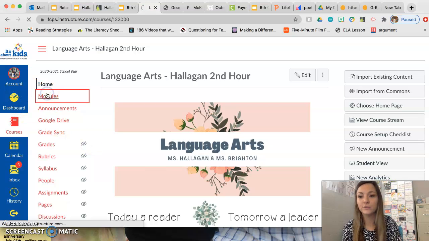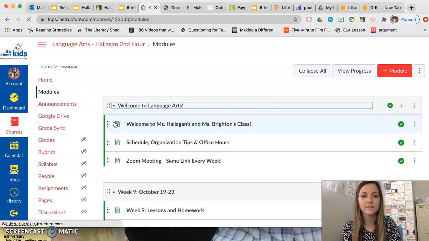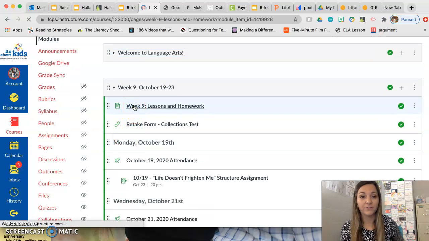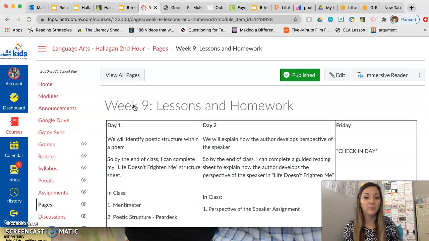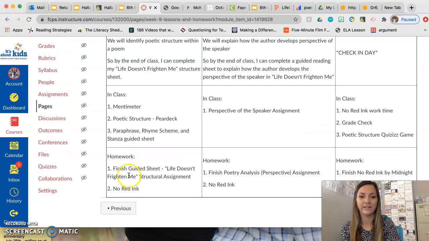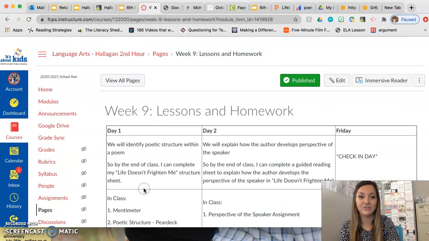So if we go to our modules, we have our lessons and homework for the week. Basically we're working on poetic structure for the entire week. We're doing a paradox today, and then we are doing paraphrase, rhyme scheme, stanzas, all that good stuff. And then this is due by Wednesday. So make sure that that gets done, and then no writing is due Friday.